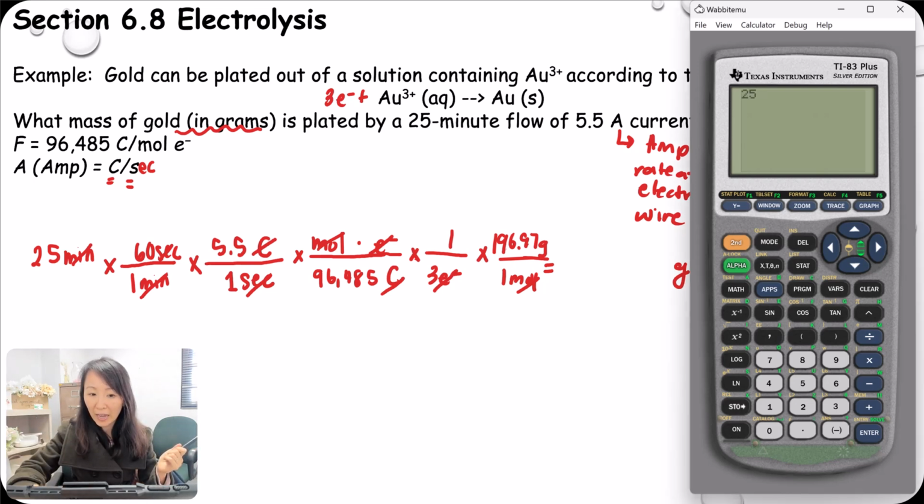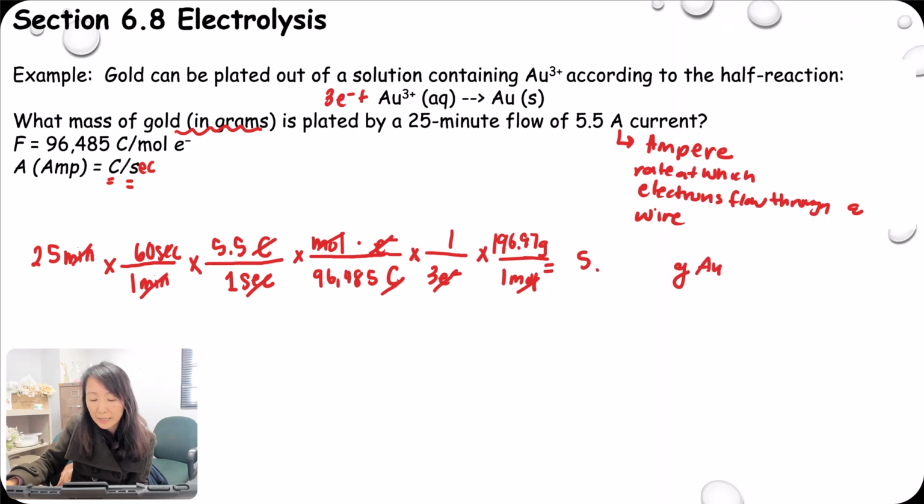So on top, we have 25 times 60 times 5.5 times 1 times 196.97. Okay, and I'm going to divide it by everything on the bottom, which is 1 times 1 times 96485 times 3 times 1. Close the parentheses, and you get 5.6 grams of gold. This is how much gold is plated in that 25 minutes with this particular current flow.